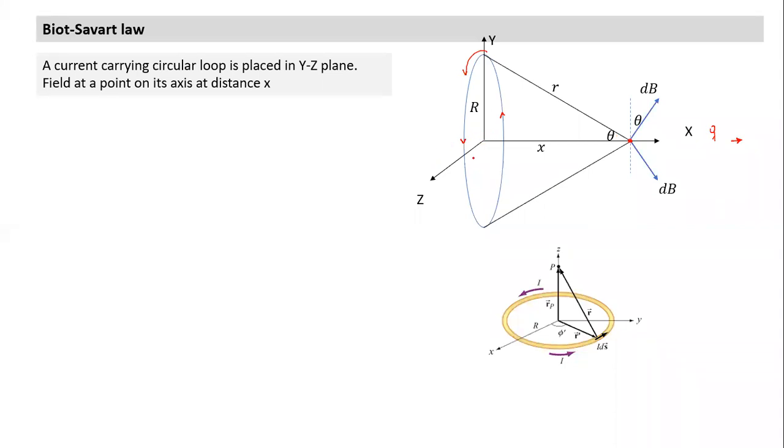So we have some idea, and the same figure you have to draw in the horizontal plane. It will look like this. The current is in this direction. So we understand the field is going to be in this particular direction.